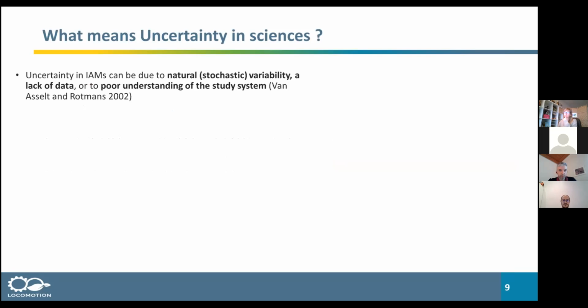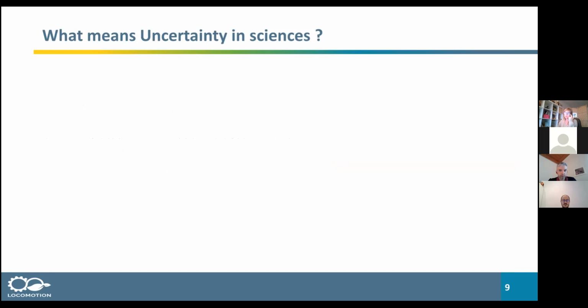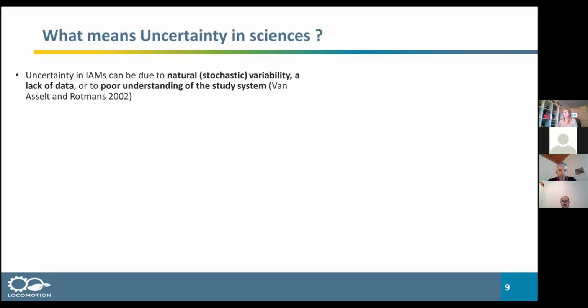If we were in a smaller session, I would ask the audience in a more interactive way what uncertainty means. But in that case, maybe you have an answer, you can think quickly of it. But I will give you some definitions related to it, more specifically to integrated assessment models. So uncertainty in integrated assessment models can be due to natural stochastic variability, or can be due to a lack of data or poor understanding of the study system.